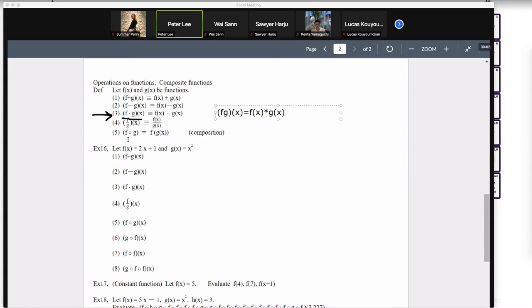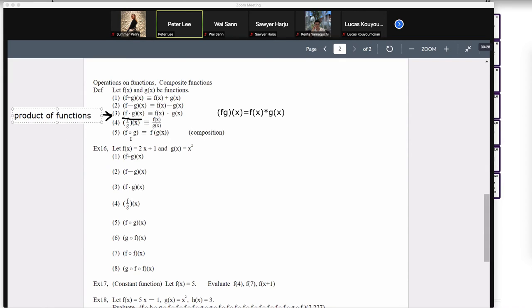Now, if you look at number 5, so that is, number 3 is a straight product. That's a product. The number 3 is a product of the two functions. So product of functions. But if you look at number 5, it is not a product. Number 5 is a composition.